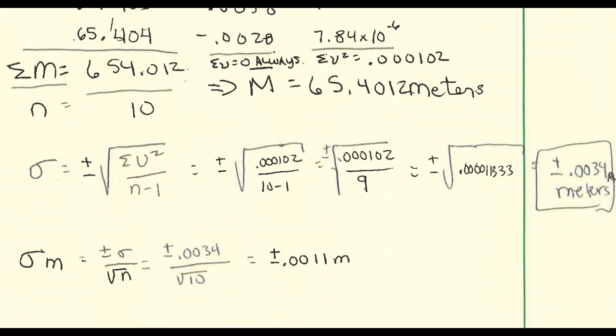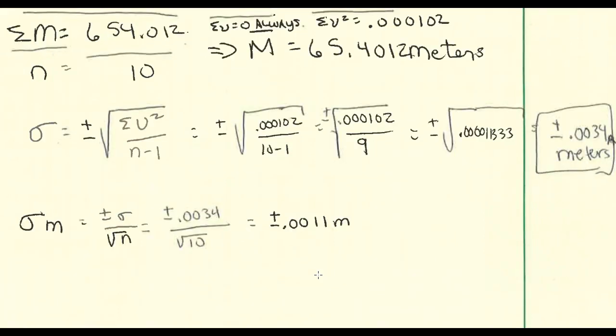So then my standard deviation of the mean is the standard deviation divided by the square root of n, which is the square root of 10. And that number comes out to be plus or minus 0.0011 meter. That means that if I go this wee tiny little distance above and below the most probable value, I feel 68% confident that I've actually determined the correct line length.